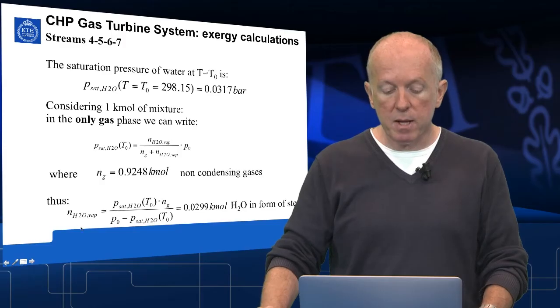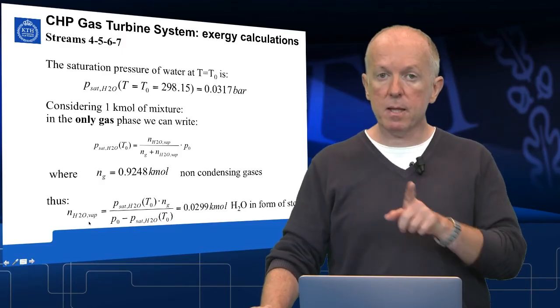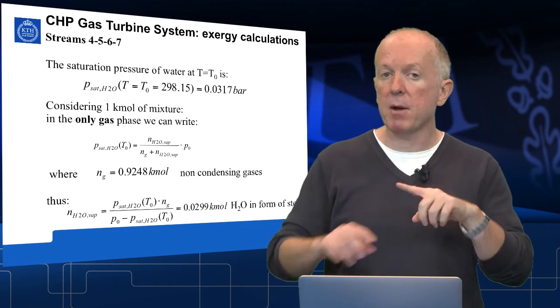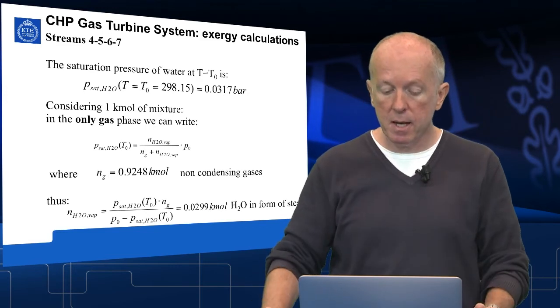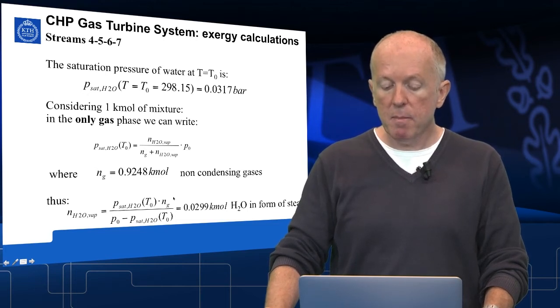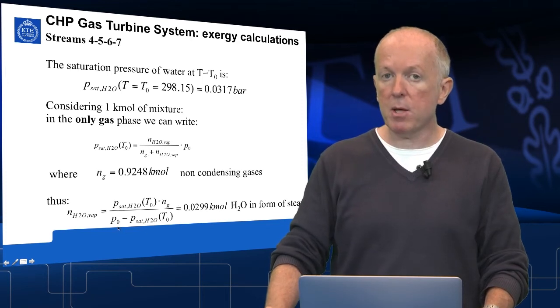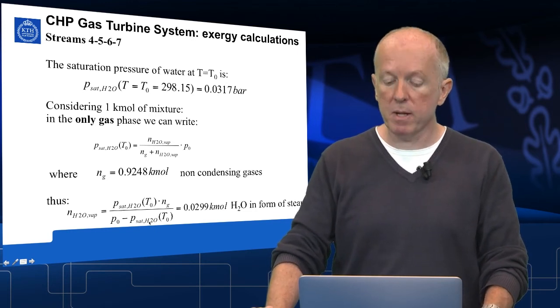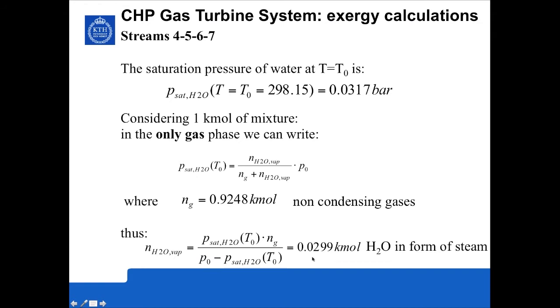So at the end we will have that the number of moles of water that are still contained in the form of gas, or steam, in equilibrium with the not condensed gases, can be calculated as the saturation pressure of the water at this temperature times the number of moles of not condensed gas, divided by the pressure in the dead state minus the saturation pressure of the water at the temperature of the dead state. And you will obtain 0.0299 kilomole of water that will remain in the form of gas.